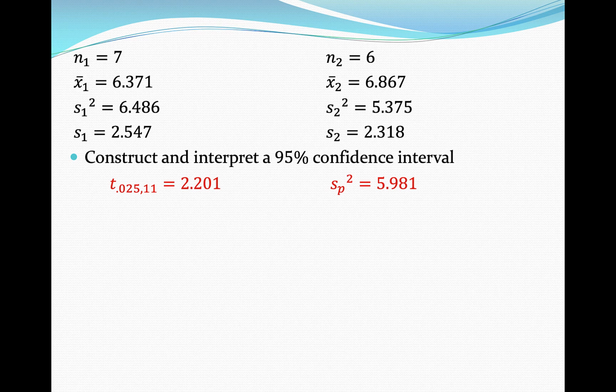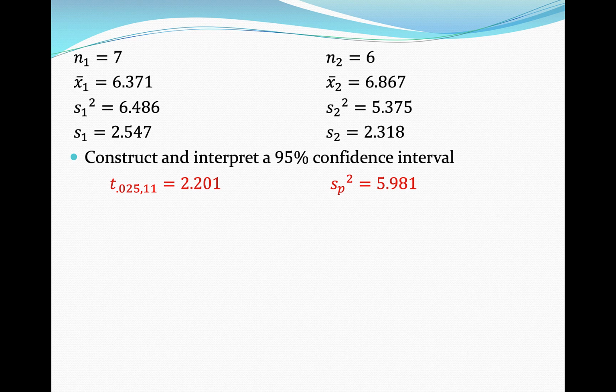So we actually end up with the same t-value here of 2.201. We also have already calculated the pooled variance, so there is no need for us to do that again. I just moved it over here as well. It's the exact same process. You need the pooled variance in order to do a confidence interval, but we already calculated it to be 5.981, so we're just going to use that quantity.